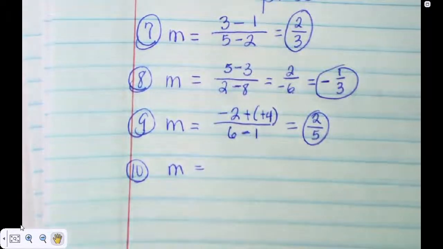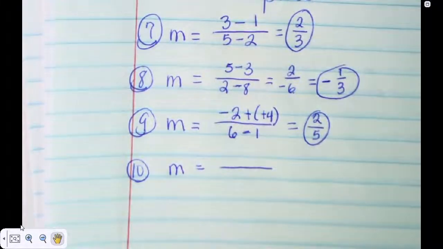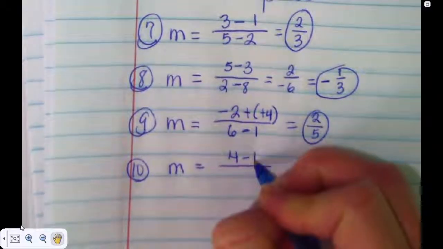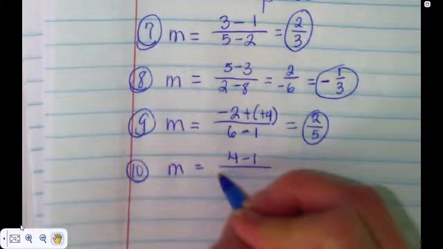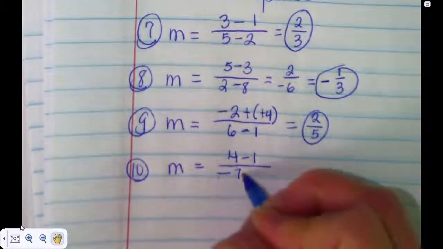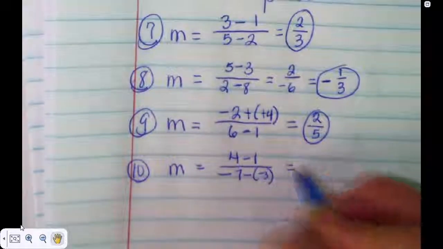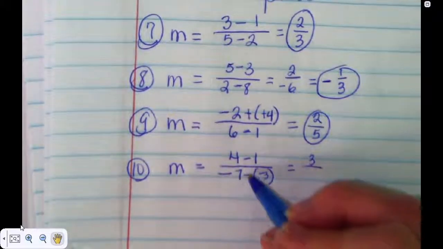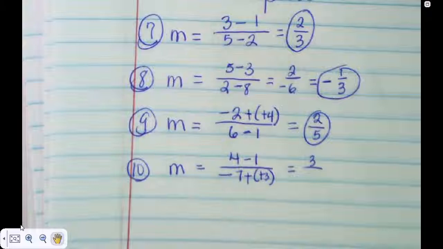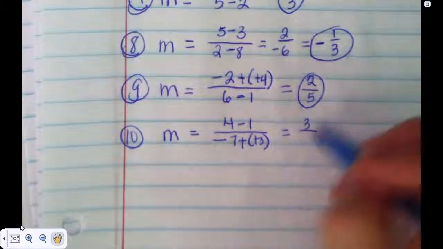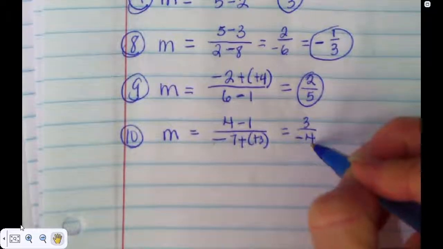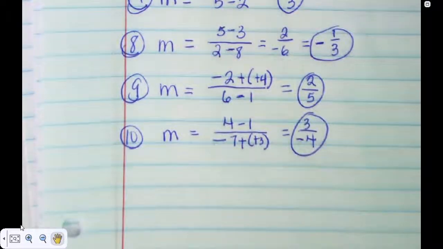Okay, number 10. What am I going to start with? 4 minus 1. And then negative 7 minus a negative 3. Yes, 4 minus 1 is 3. And then keep, change. What's negative 7 plus 3? Isn't it negative 4? Negative 4? Good. Negative 3/4. Excellent.